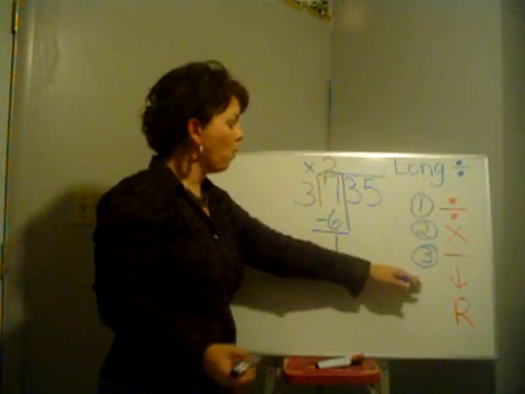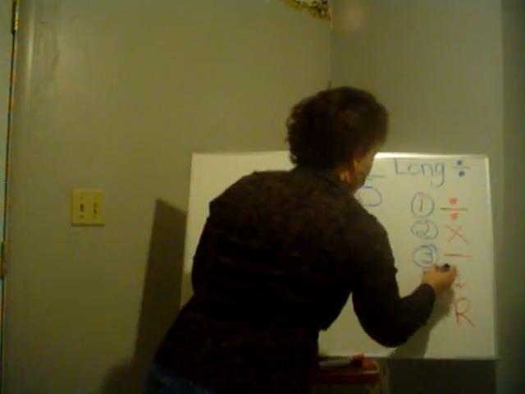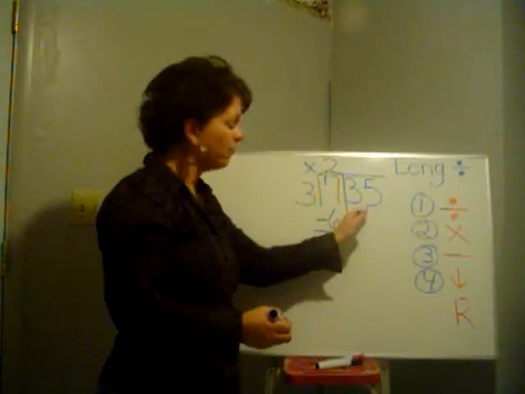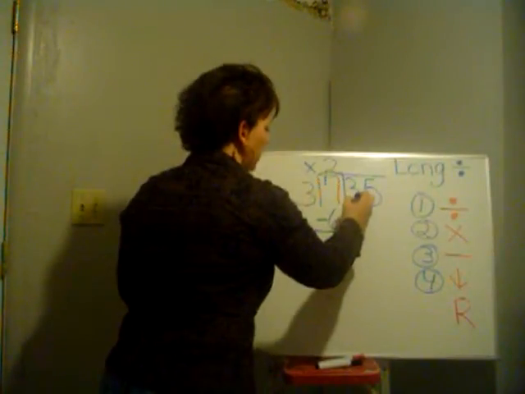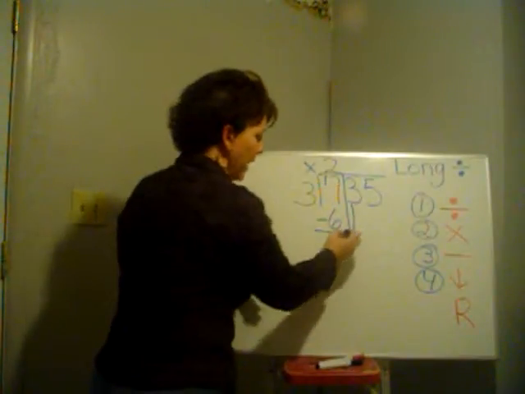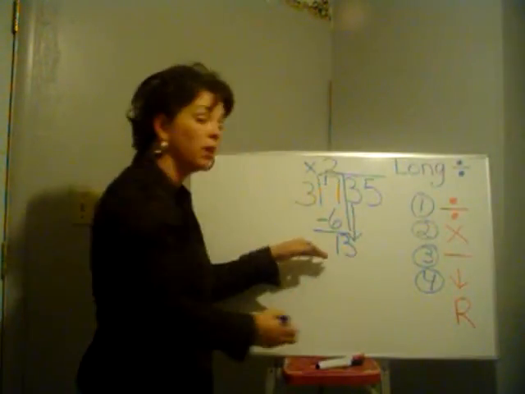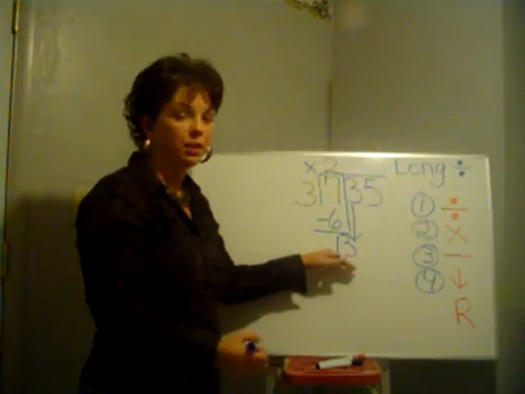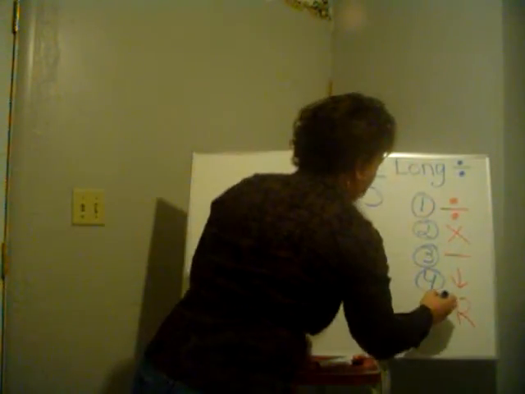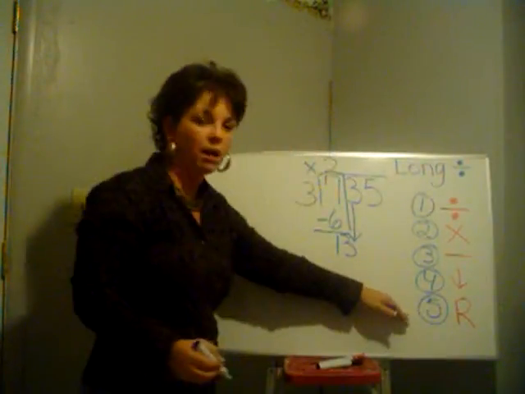Now step number 4 is to bring down. We want to bring down the very next number in our division problem, which is our 3. So we bring it all the way down and put it right next to this 1 remainder that we had. Now all of a sudden you'll notice instead of a 1, we have a 13 here. So let's look at step number 5 and see what to do next. We want to repeat our process.